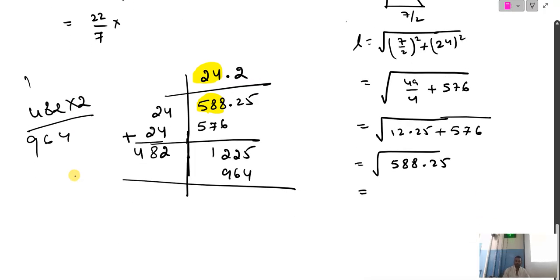Understood? Now subtract. 5 minus 4, 1. 2 minus 6, it doesn't go, so borrow 12. 12 minus 6, 6. Then we borrow 1, so it becomes 11. 11 minus 9, 2. So the result is 261. Now, we should add with whom?